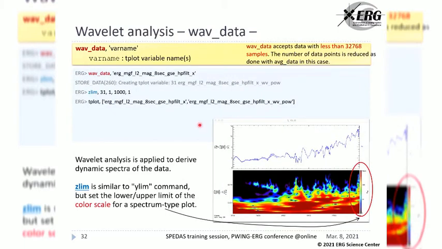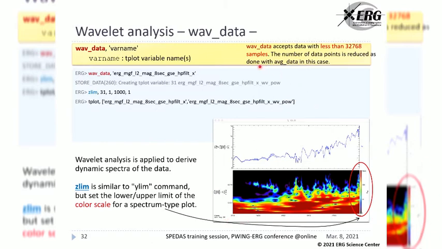Another approach to derive the frequency-time diagram is to use the wavelet analysis in SPEDAS. The command name is wav_data. So this is the example, wav_data and tplot variable name. Then we can see the new tplot variable here, and this is the result of the wavelet analysis. The top panel indicates the original waveform, and the bottom panel indicates the frequency-time diagram.